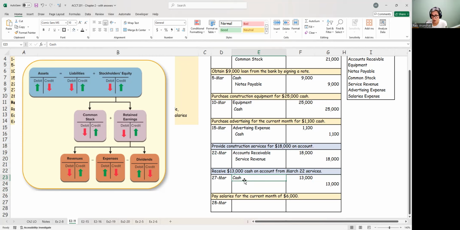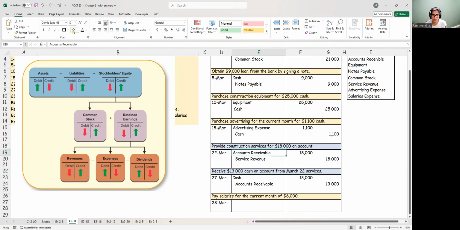Well, who did I get it from? I got it from my customer. Why did the customer pay me? Have I provided any new service? The answer is no. They're telling us it's on account from March 22nd. So this transaction, when I provided service, they said they would pay me later. They're paying me now. So what I need to do is I need to decrease that asset by 13,000. So I will credit it 13,000.